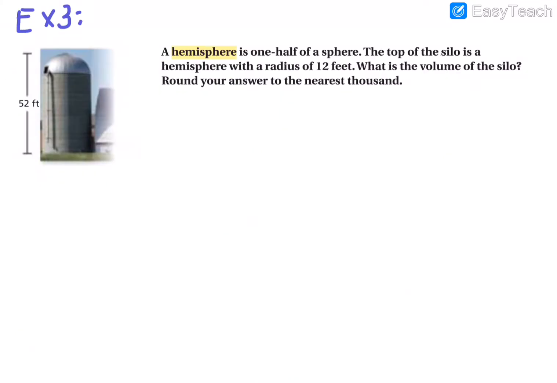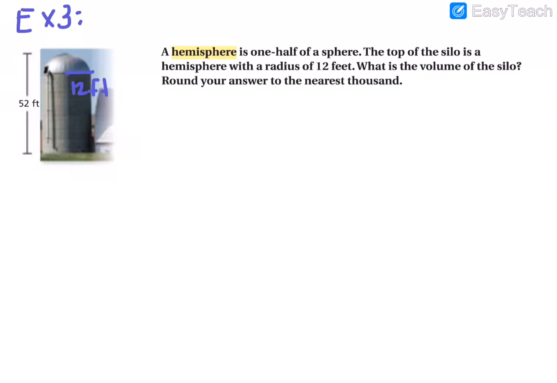Okay. Last example, we have a hemisphere, which is half of a sphere. Makes sense. Hemisphere, like northern hemisphere, right? Okay, so the top of the silo is a hemisphere with a radius of 12 feet. I'm going to go ahead in here and label that. What is the volume of the silo? So we're looking at two pieces here, really. We're looking at a cylinder on the bottom, and we are looking at a hemisphere on the top.